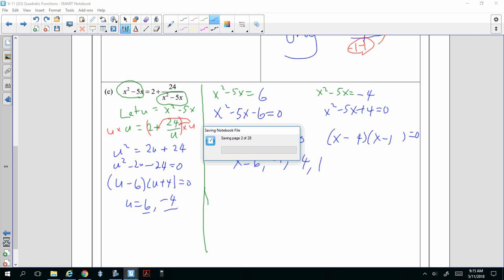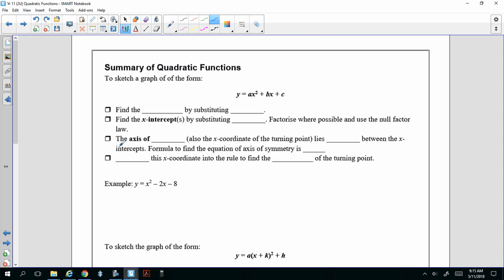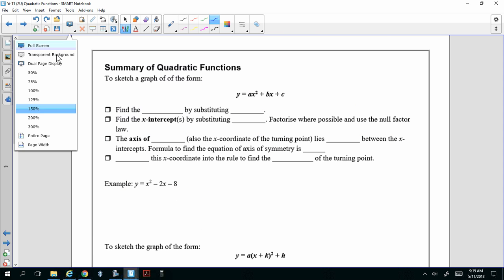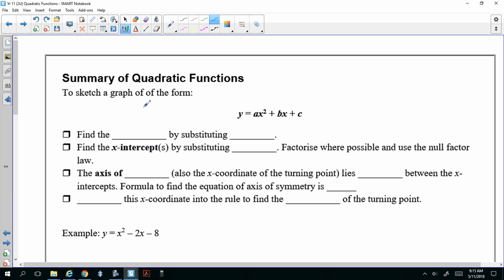Summary. Okay, we're going to look at summary. Alright. Let's do summary. Alright, let's do this on page 26, to sketch a graph of this form. Okay. Actually, I'll just pass this down to Nat. Be nice to him. This summary.